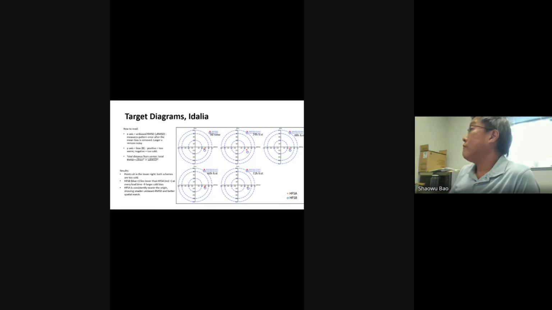The same thing for Hurricane Idalia, we can see the same pattern. All the models have a cold bias, and HAFS B, the blue circle, has a larger cold bias than HAFS A. And they have similar unbiased RMSD.